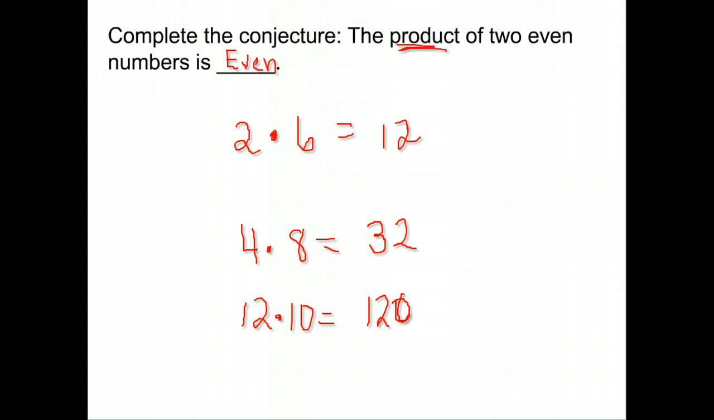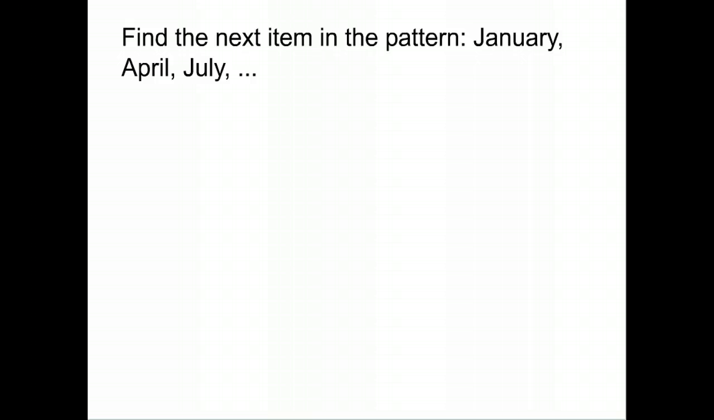Okay, so we did a few trials to see what happened and formed a conjecture. Now, we may go through doing these trials and come up with a conjecture, and then someone may find a counterexample to prove it's false. But right now we're working on, first of all, just making a conjecture, and this looks like a valid conjecture to me. The product of two even numbers is even.